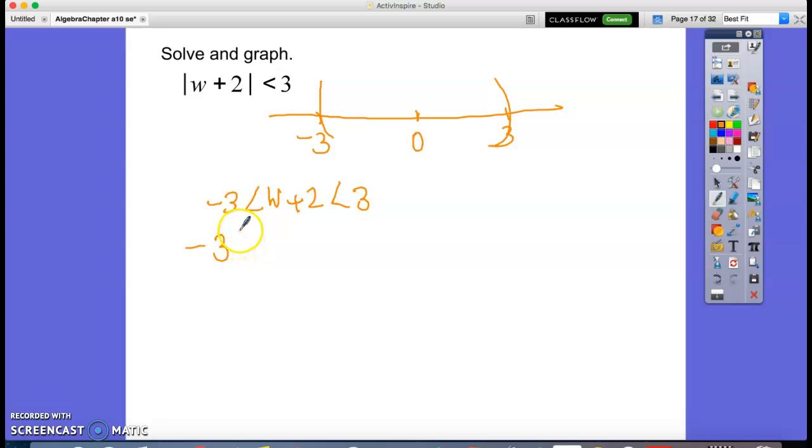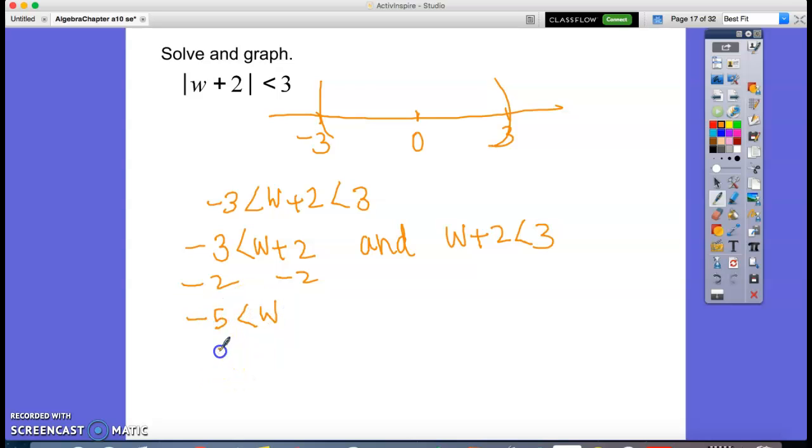So I'm going to rewrite this as two different inequalities. -3 less than w plus 2, and you have to make sure that it's "and", because both the conditions have to be satisfied, w plus 2 less than 3. So I'm adding negative 2 to both sides. So I get -5 less than w, or you can say w greater than -5. And subtracting 2 from both sides, I get w is less than 1. So this is our solution.